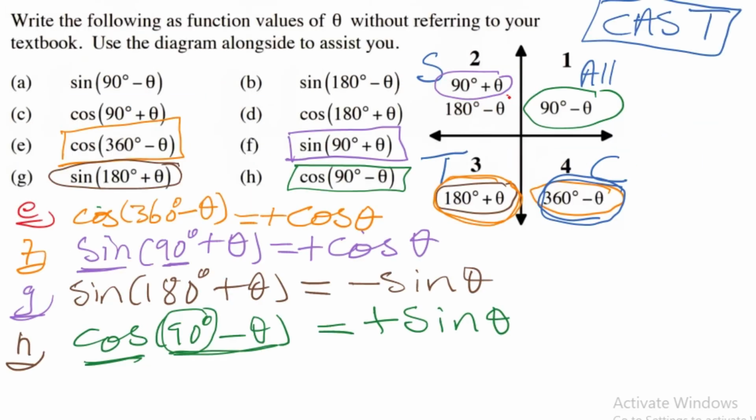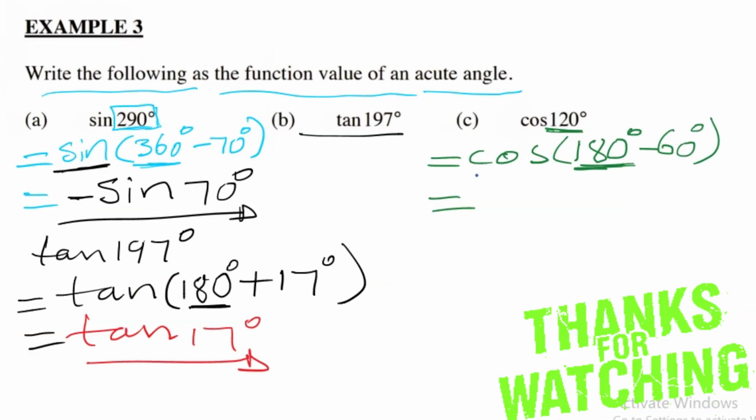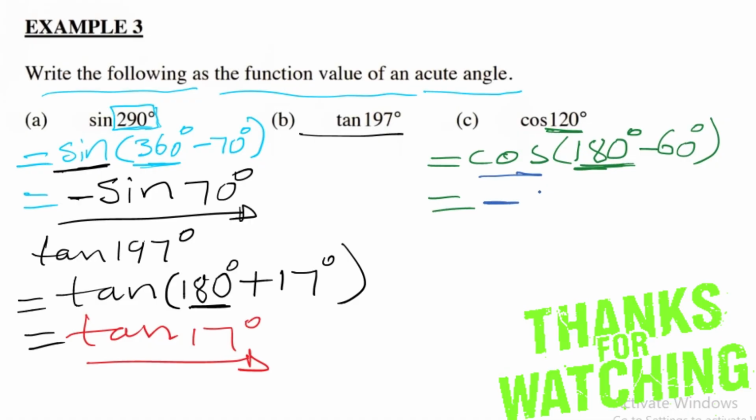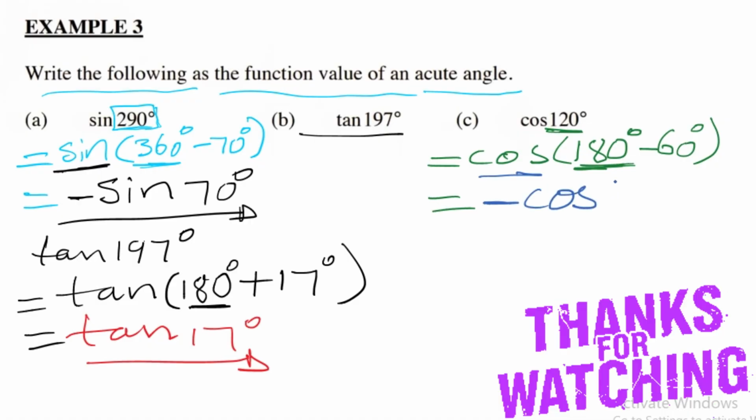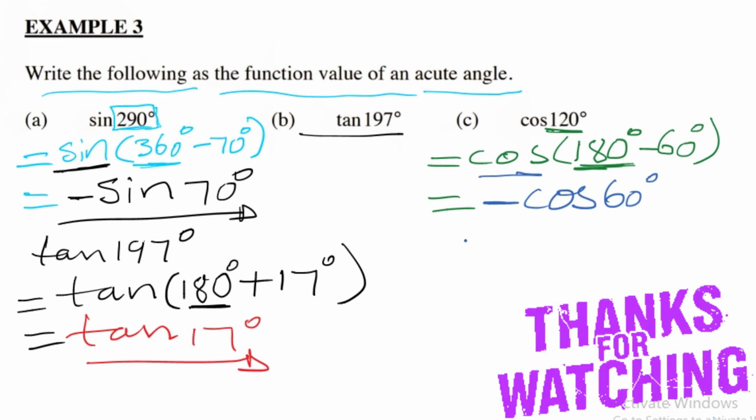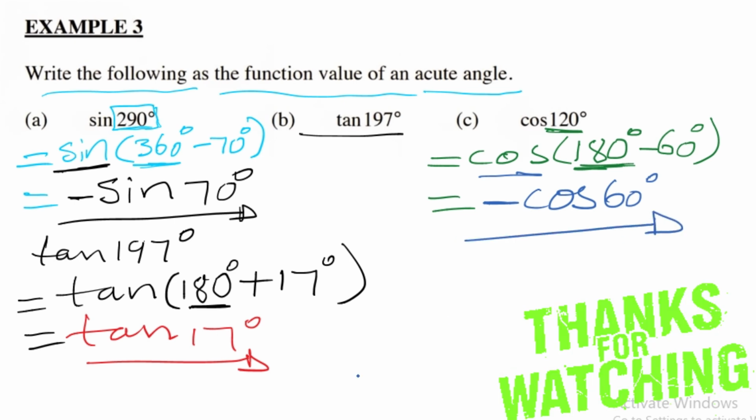Now we check where we have got 180 degrees minus an angle, right? So we have got 180 degrees minus an angle on the second quadrant, right? And on the second quadrant, only sine is positive. Cos is negative, so that means we will have negative cos 60 degrees like this. That right there becomes our answer.